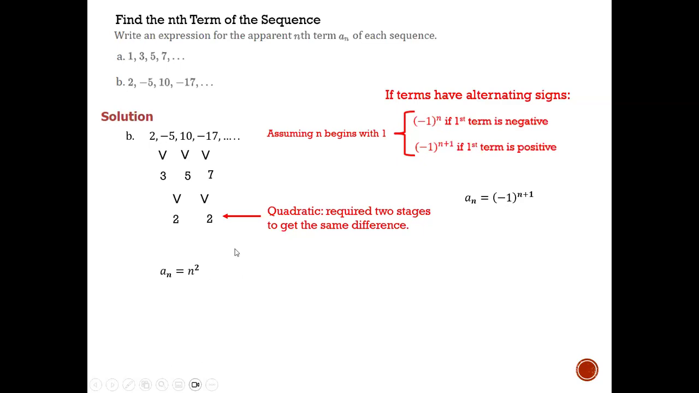So let's just start with n squared, right? So let's check it. If I plug in a 1 squared, I get a 1. I'm supposed to get a 2 because that's the first term. I didn't. So that didn't work, but let's play with it.